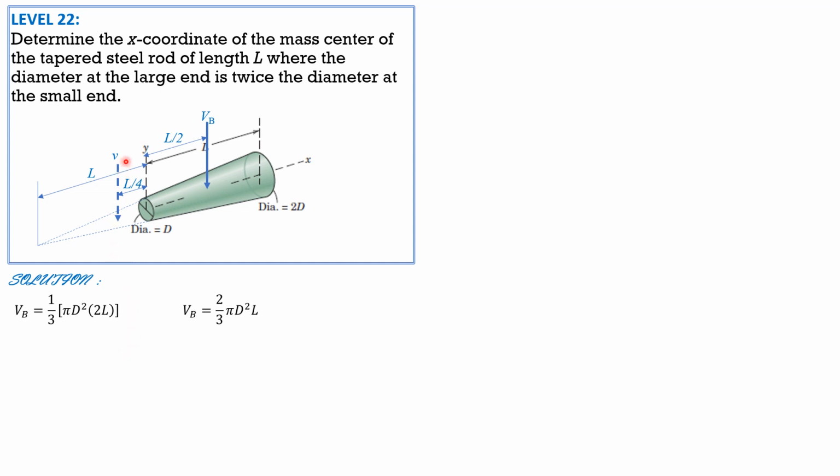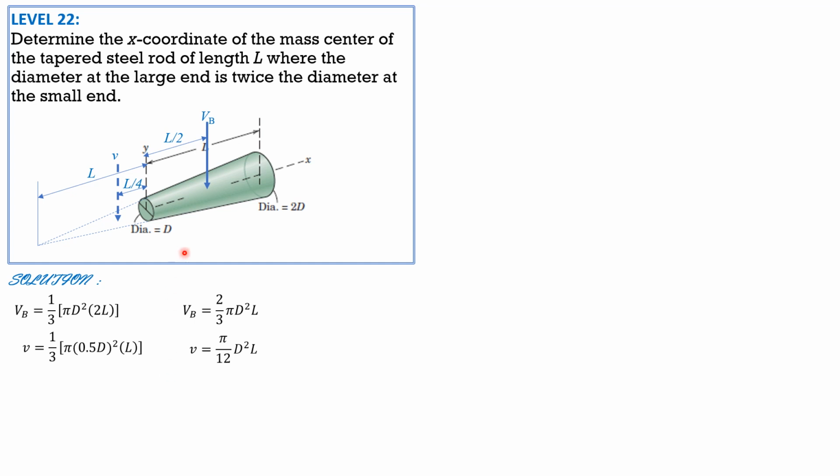The volume of the small cone, small v, is pi, radius is 0.5 d, quantity squared, the length is L, the height is L, divided by 3. So 1/3 pi 0.5 d, quantity squared, times L. Simplifying, that's pi over 12 d squared L.